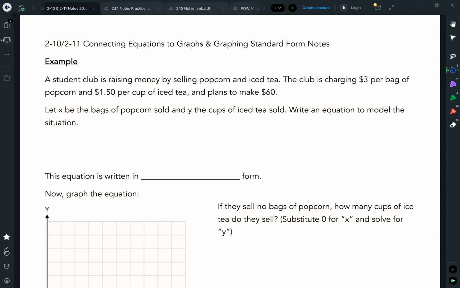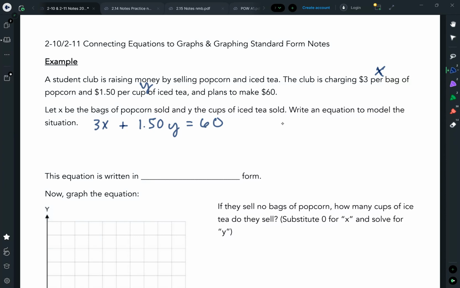So if we're going to call popcorn our X, and our Y is going to be the tea. Then what I would have is 3x plus 1.50y, and then I want to make $60, so it's going to be equals 60. So that's how we come up with that.